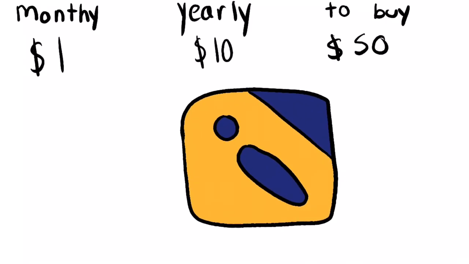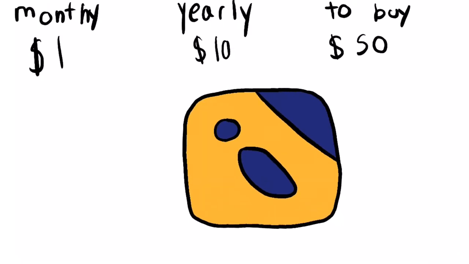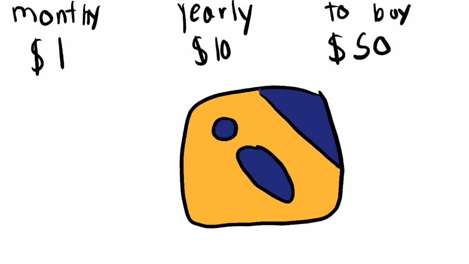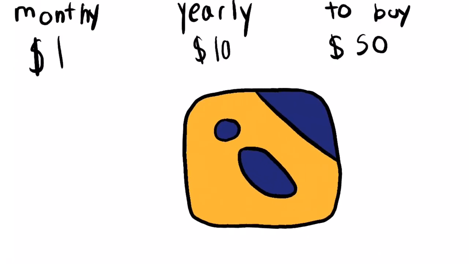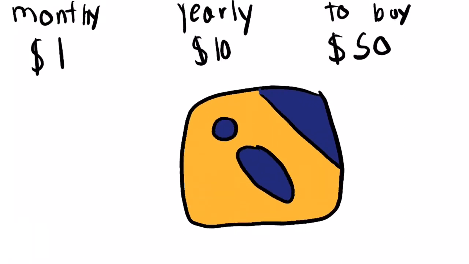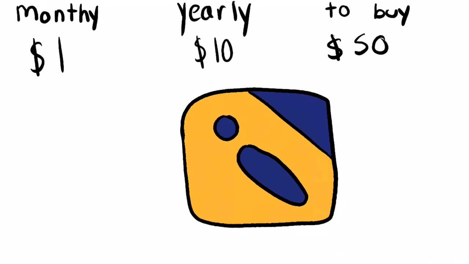Callipeg has three different purchase options. You can purchase it for a monthly subscription of about $1, a yearly subscription of $10, and to own it is $50. That also includes updates. So once you buy it, you don't have to pay for it anymore, and that'll include updates.